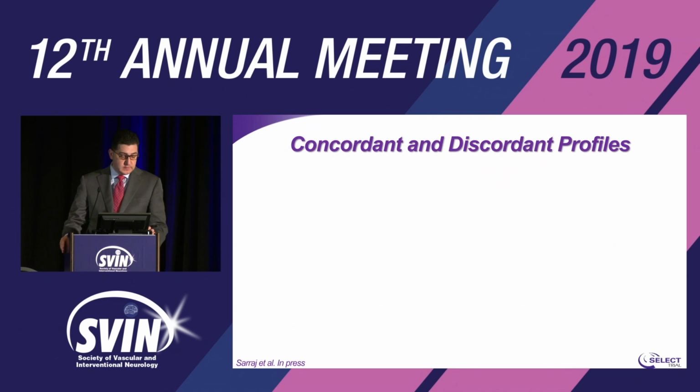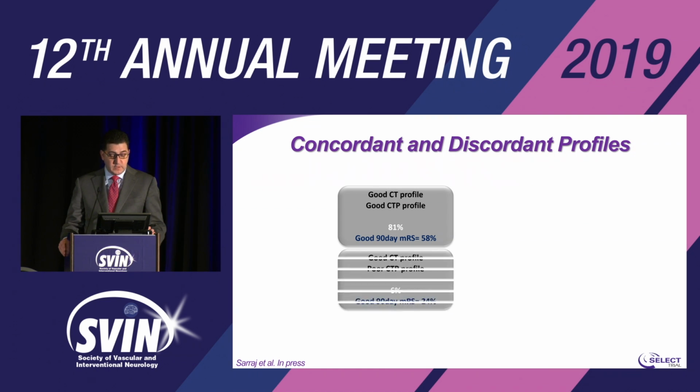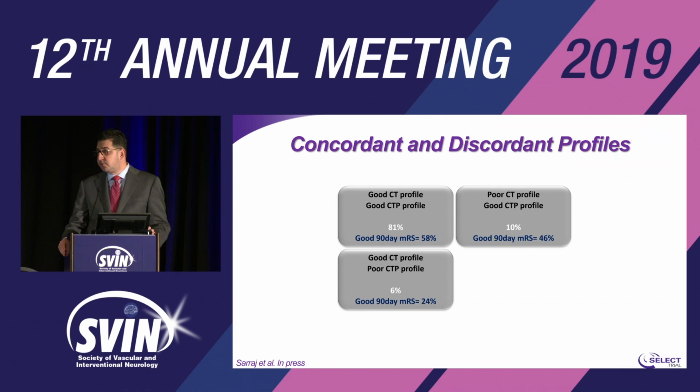So this is a SELECT paper that will be published by the ISC time. When you do both CT and CT perfusion, you have 4 possibilities, and that's what most of the practices do. Both of them looking good is the majority of the patients that were enrolled in the prior large core trials, with the most likelihood of good outcome. But there are cases where CT and CT perfusion disagree, and you come to a bind. What do I do? Do I treat? Do I not treat?